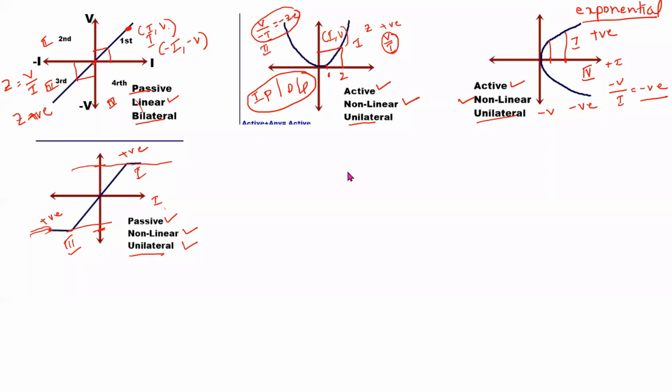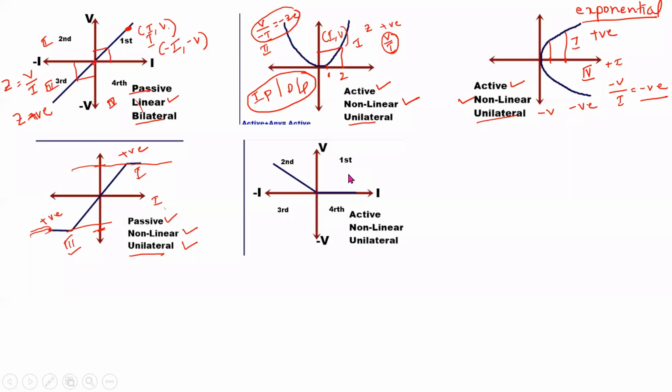Next, we find the next example. The VI characteristics lie in the second quadrant. So impedance is negative, so it is active. It is non-linear and it is unilateral. I hope you have understood our fifth graph.